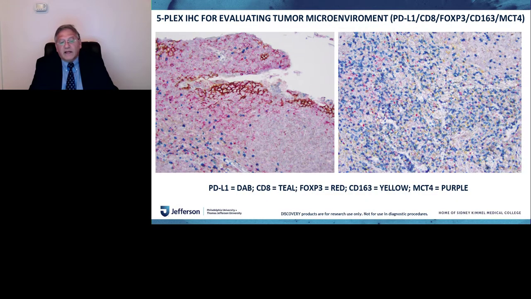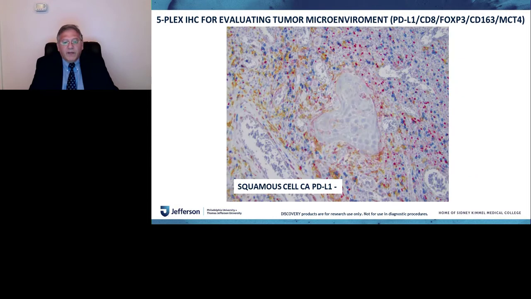This is another example of tonsil, the PD-L1 positive cells in the crypts, and here you have different types of immune cells or lymphoid cells that you have in the tonsillar tissue. All right. We evaluated head and neck tumors. Some of them were PD-L1 positive, some of them were PD-L1 negative. And basically here you have an example of a PD-L1 negative squamous cell carcinoma.